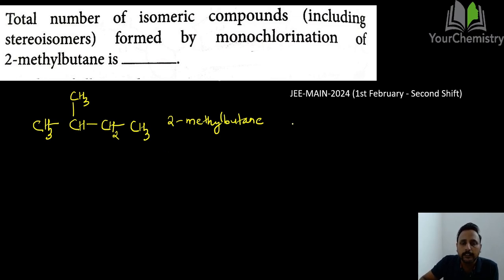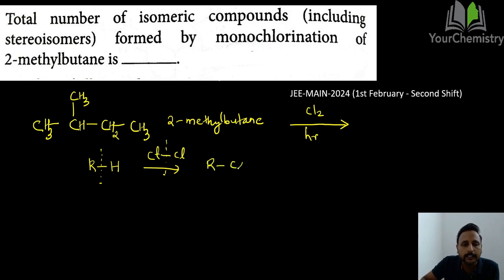Now, what is the question here? This particular compound is treated with chlorine, Cl2, h nu, so that monochlorination happens. What is basically monochlorination? When you treat an alkane with Cl2 in presence of light or heat, this kind of bond breakage will happen, the R and the Cl get connected and HCl comes out. The point is that hydrogen is replaced by chlorine.